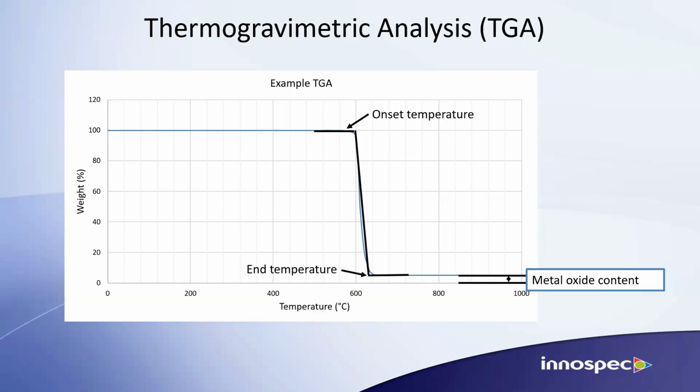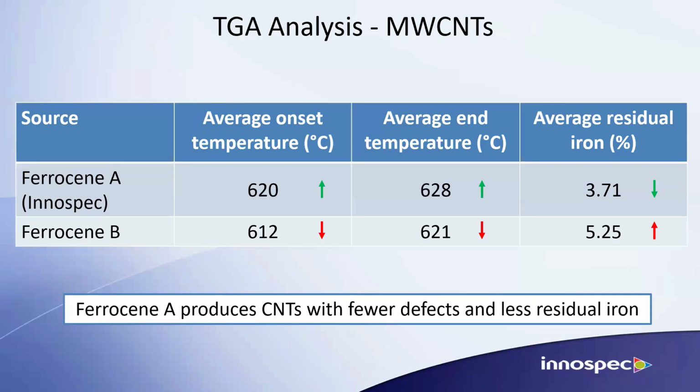And the end temperature is where the mass loss is finished, and any remaining mass at that point represents non-combustible material, in this case metal oxides from oxidation of any remaining iron nanoparticles. So for carbon nanotubes, we can use the TGA to assess the degree of graphitization and any residual iron content. This table summarises the TGA results for the multi-walled carbon nanotubes grown using the two ferrocene sources.